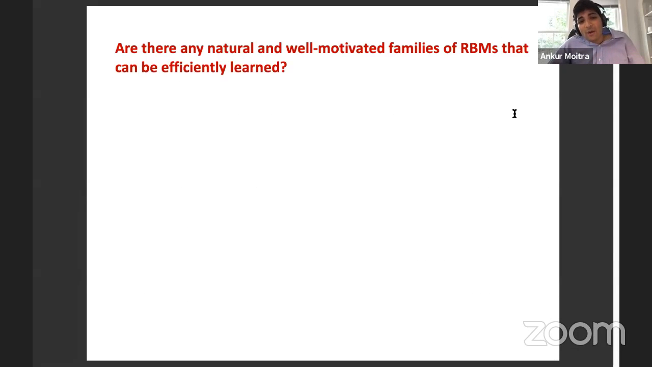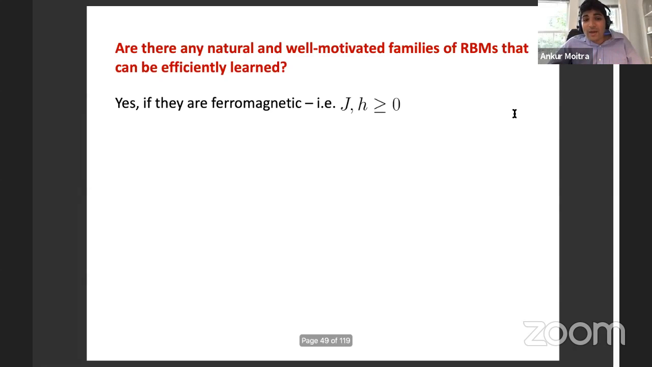So I guess maybe my real question, with this negativity aside, is: are there any natural and well-motivated families of restricted Boltzmann machines that actually can be efficiently learned, maybe ones with long-range dependencies? And actually the answer is yes. It turns out that yes, if they're ferromagnetic.